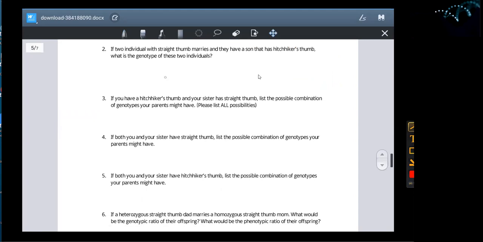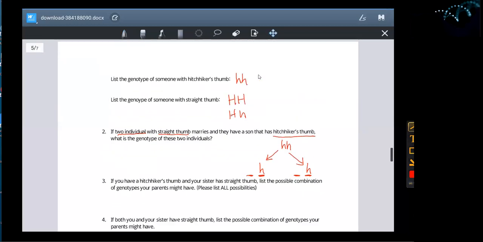If two individuals with straight thumbs marry and they have a son that has a hitchhiker's thumb, what does that tell me? Well, the son has hitchhiker. So what does that tell me about the two individuals? That means dad must have a little h and mom must have a little h, because through meiosis, we know that's how our offspring gets its genotype, one from dad, one from mom. Now, what about the other allele? Well, the other one can be anything. So what is the genotype of these two individuals? Well, it says the two individuals have a straight thumb. So my options for straight thumb, let's check again, are big H big H, or big H little h.